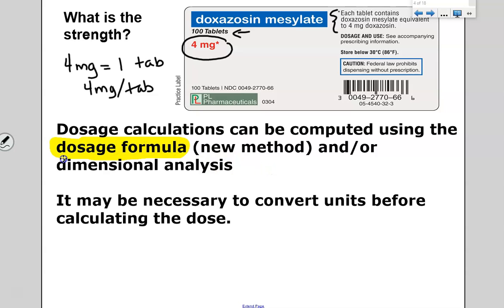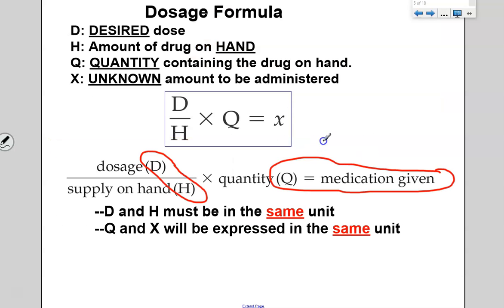Now, these problems can be worked using your dimensional analysis or your conversion factors that we did before, but we're going to focus on doing the dosage formula on this one, which is a new method. Keep in mind, you still may have to convert some units. Now, the dosage formula deals with 3 numbers. You have D divided by H times Q.